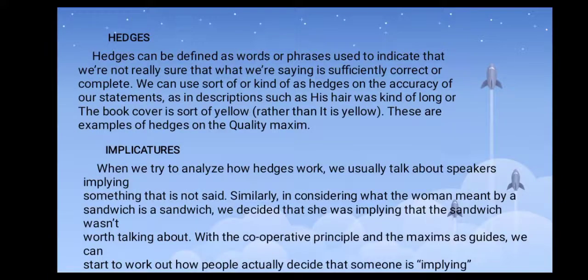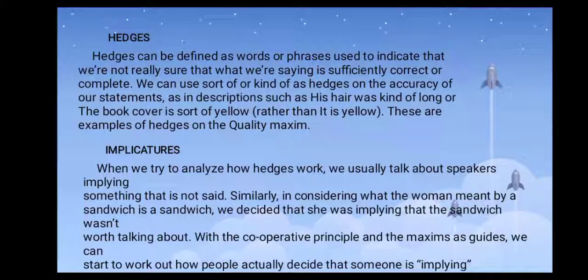Hedges. Hedges can be defined as words or phrases used to indicate that we're not really sure that what we're saying is sufficiently correct or complete. We can use sort of or kind of as hedges on the accuracy of our statement, as in descriptions such as his hair was kind of long, or the book cover is sort of yellow, rather than it is yellow. These are examples of hedges on the quality maxim.